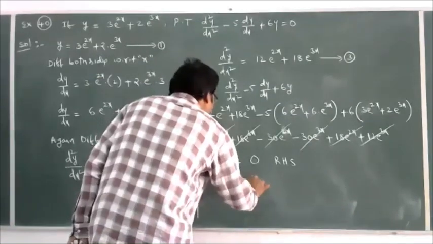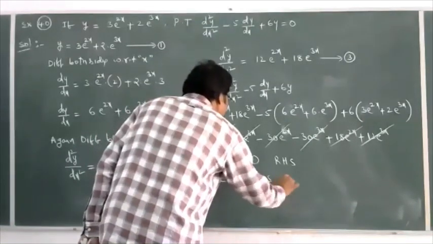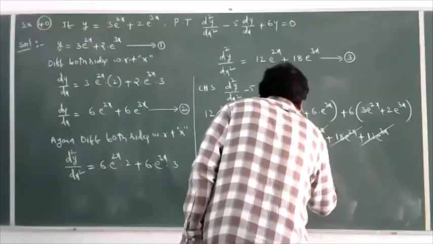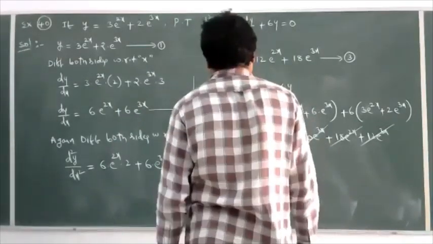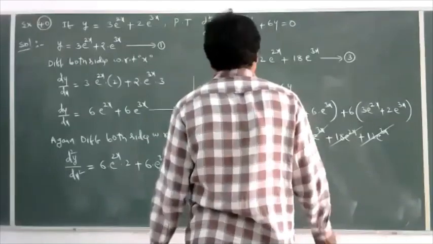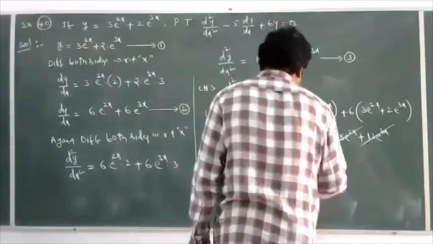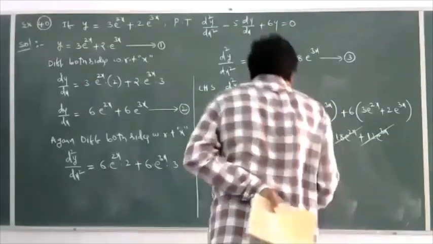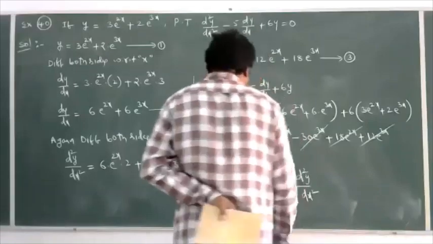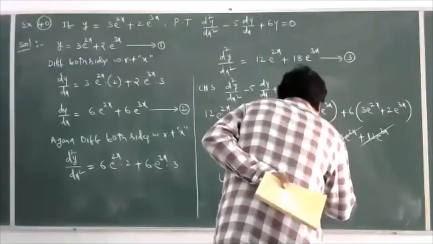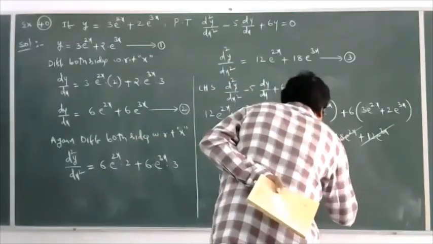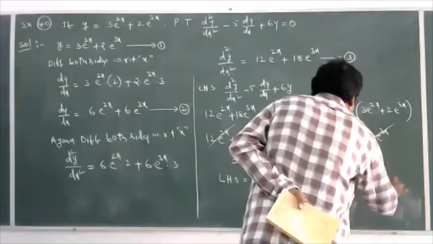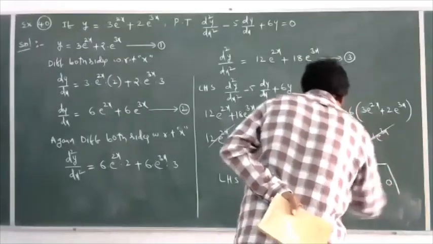LHS is equal to RHS. That implies d square y by dx square minus 5 into dy by dx plus 6y is equal to 0. This is the required answer.